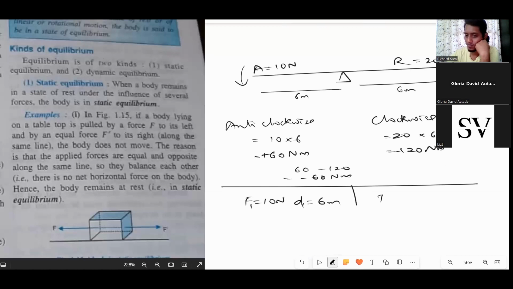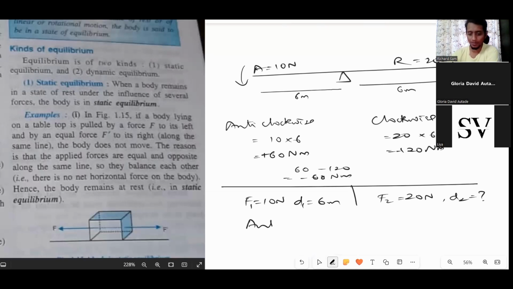On the right side, what is F2? 20 Newton. And we want to find out what is D2. That means how far Ryan should sit from the pivot. That's what we want to find out right now, D2. So we'll write the statement. Your aim is to balance the seesaw. Your aim is to have equal anti-clockwise and clockwise moment of force. Right? Not force. Moment of force. Your moment of force should be equal.